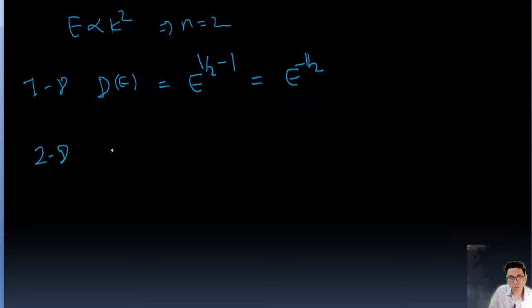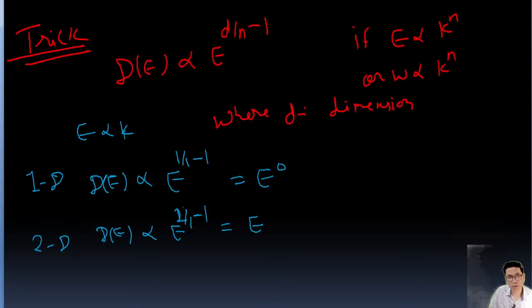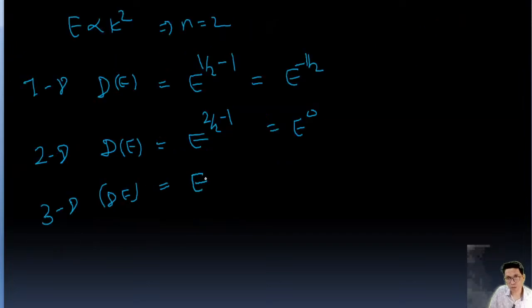If we talk about 2d, in case of E proportional to k square, the density of state is going to be E to the power d upon n minus 1, with d equal to 2 upon 2 minus 1. So this is going to be E to the power 0. If we talk about 3d, for E proportional to k square, we use the trick E to the power d upon n minus 1, with d equal to 3 and n equal to 2. So this is going to be E to the power half. This is how we'll use the trick.